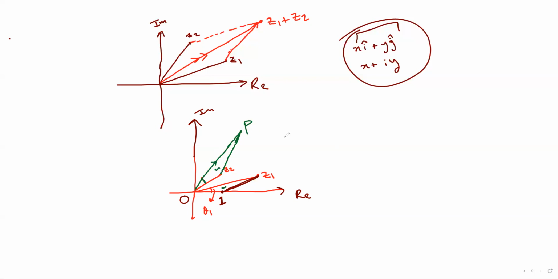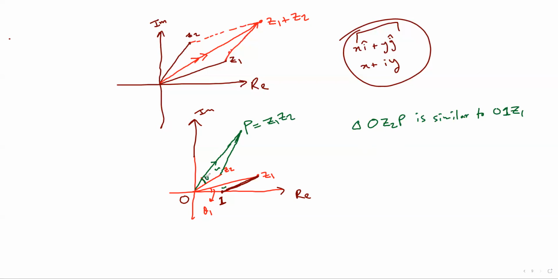So we draw this triangle OZ2P in a way so that OZ2P is similar to the triangle O1Z1. Then my claim is this point P is actually a representative of the number Z1 Z2. Let me show you why.